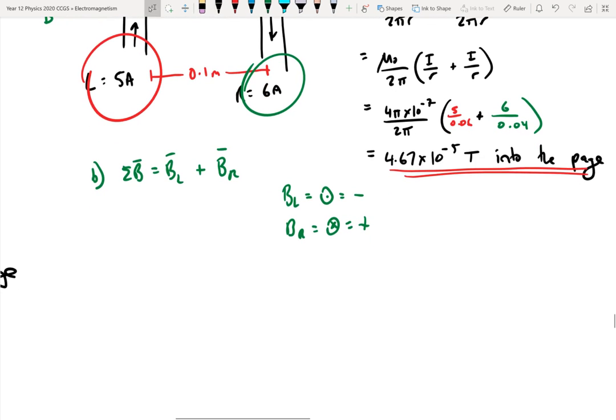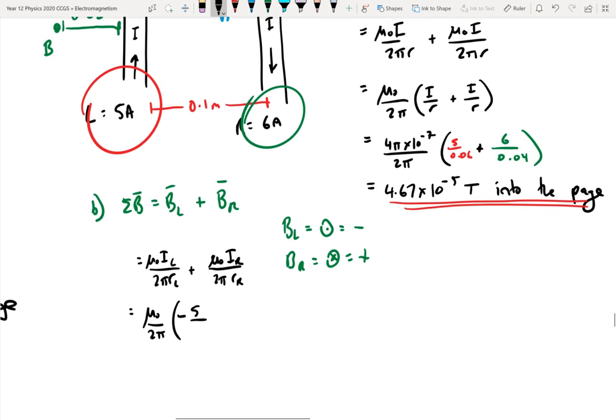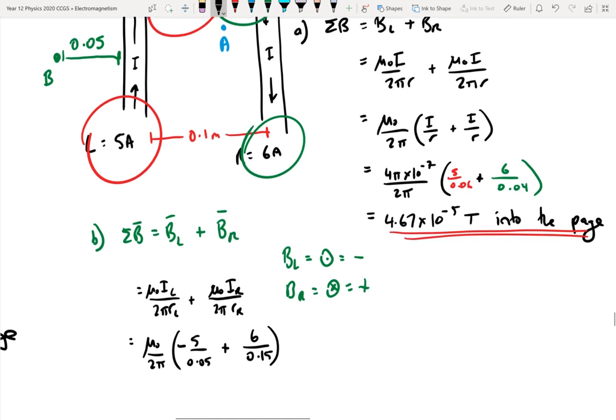Again, we could be cheeky and factorize out. So we'd go mu naught I left over 2 pi r left plus mu naught I right over 2 pi r right. Mu naught over 2 pi bracket. Now, I left is going to be negative 5 over 0.05 plus 6 over 0.15.